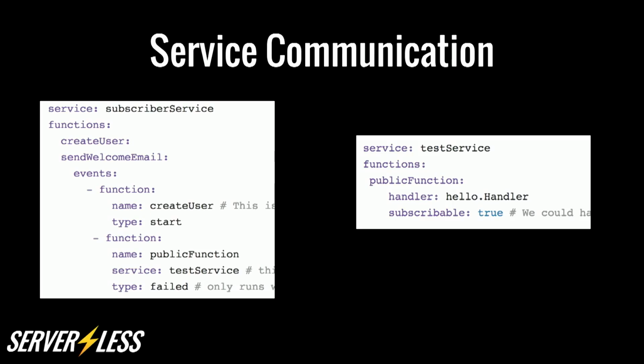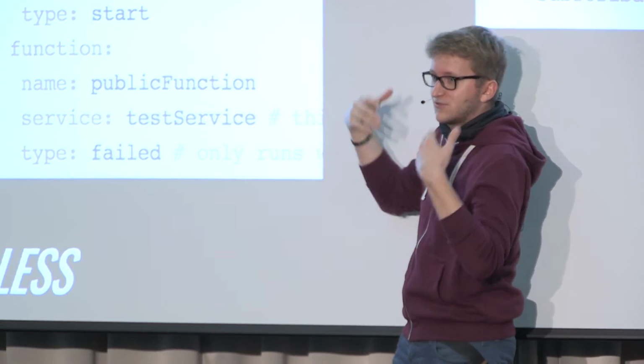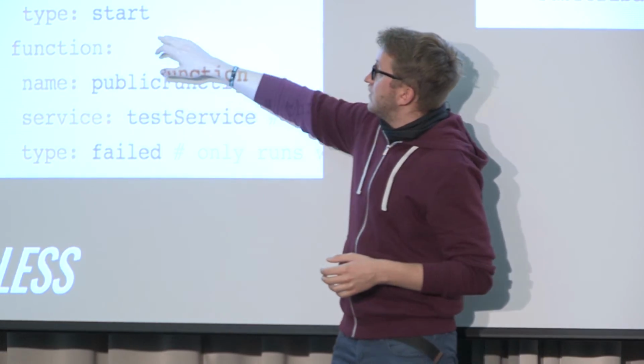To show you a quick example of what I meant before with service communication, over here on the left you can see we have these functions, like create user and then send a welcome email whenever that happens. So whenever the create user function in that same service starts, type start. That is just an example. That is not an implementation. We're not actually building that yet. That is just to give you a little bit of a picture. Then execute this function.